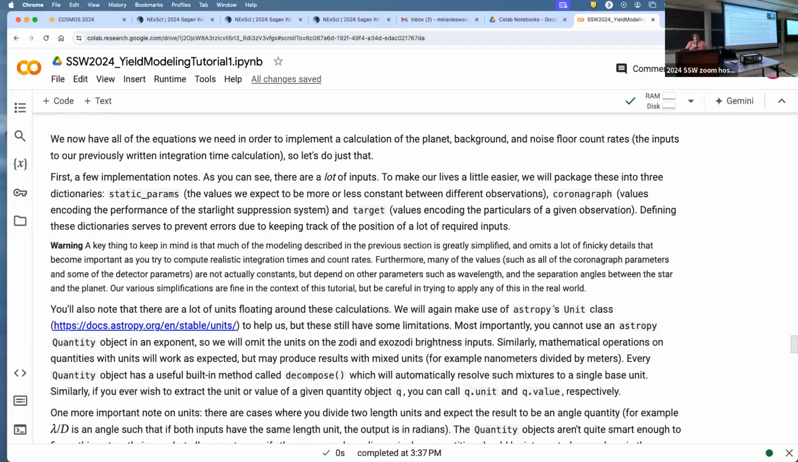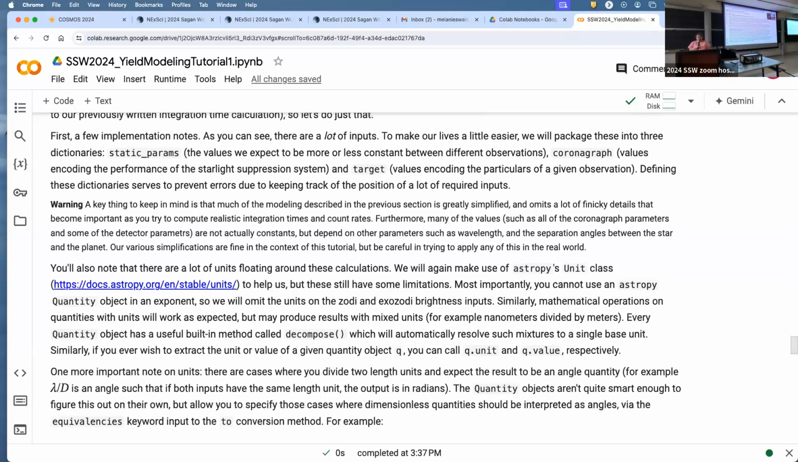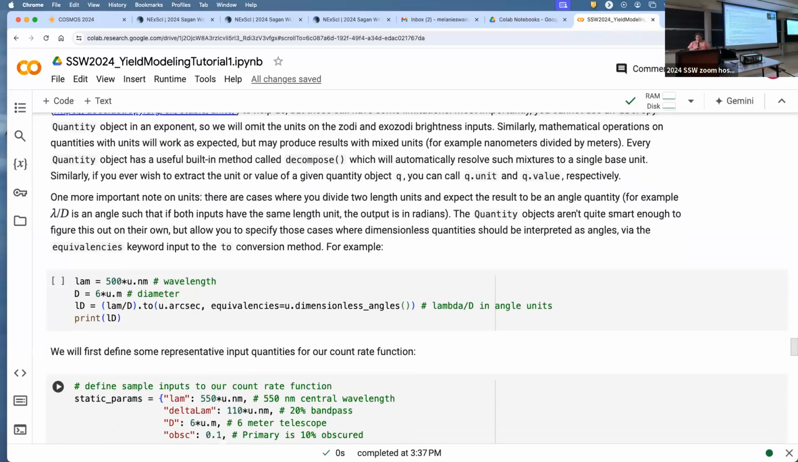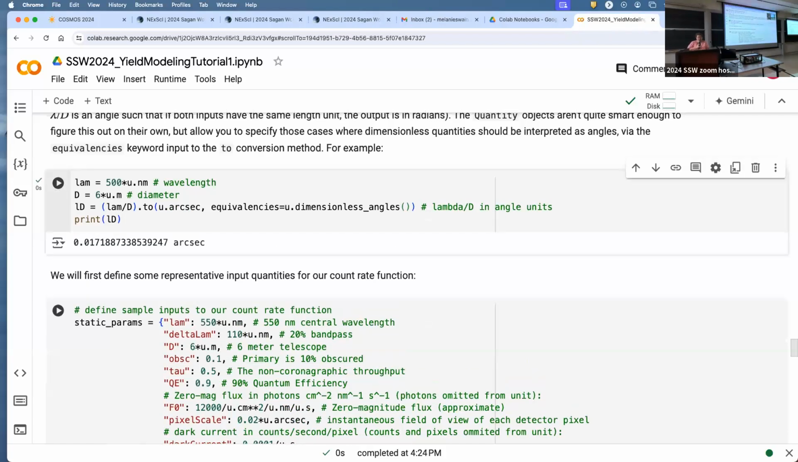And now that you have seen all of the equations, and I hope understand them, it's your turn to implement them here in exercise 7. So we have a lot of inputs, and we're going to package those into a few dictionaries. But first, I'm going to define the telescope that we're using.